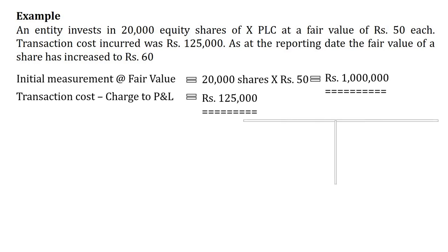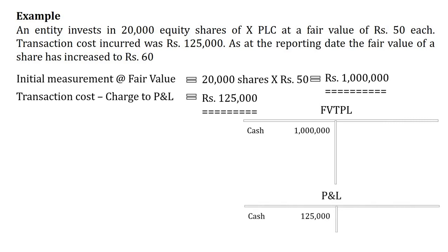If you look at this in a T account, this is your fair value through P&L financial asset, with initial measurement at the fair value. So you credit your cash book and debit this fair value through P&L asset 1 million. And this transaction cost you charge to the P&L as an expense. Why? That is how the standard says. Then subsequently it is also measured at the fair value. How much is the fair value at the reporting date?